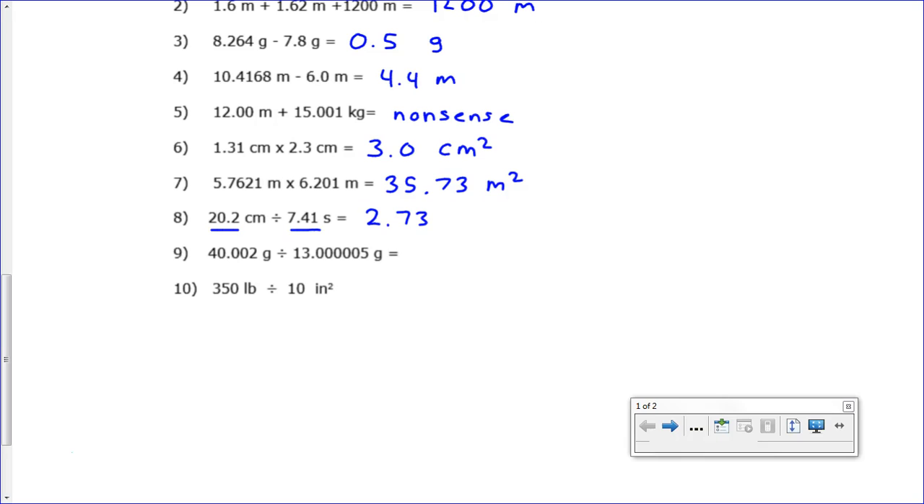All right, and then it's centimeters divided by seconds. In science, the way that that works is that divided by becomes a per. So we have centimeters per second. All right, centimeters divided by seconds is another way of reading that.